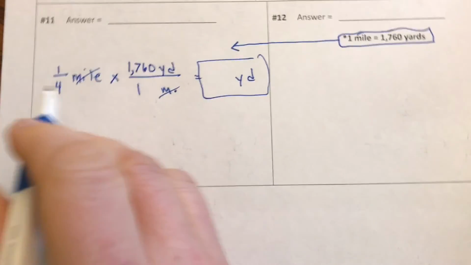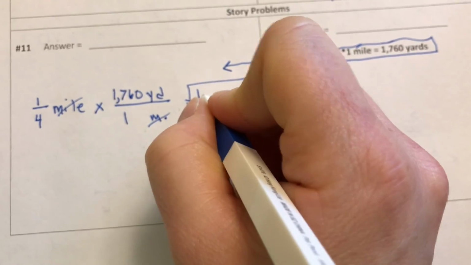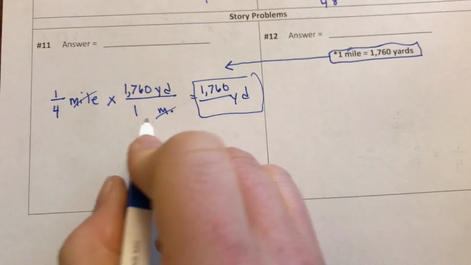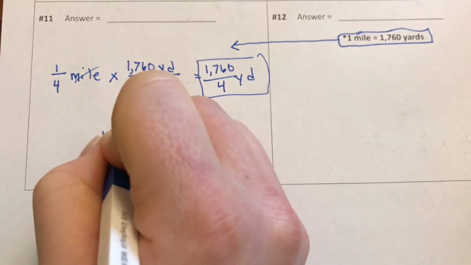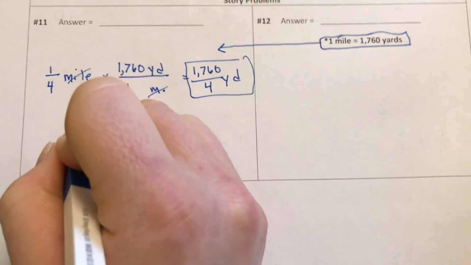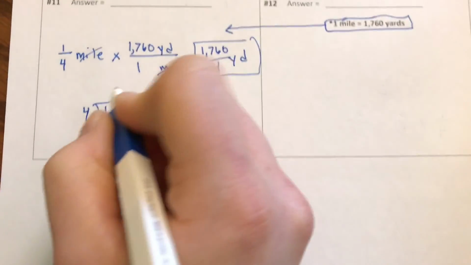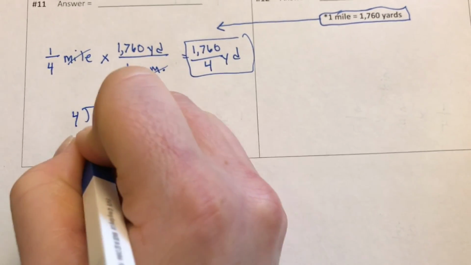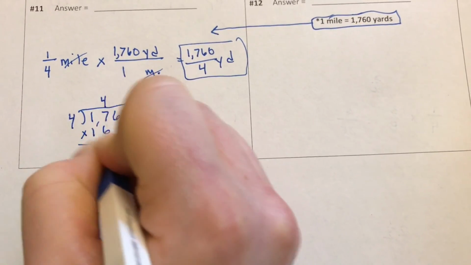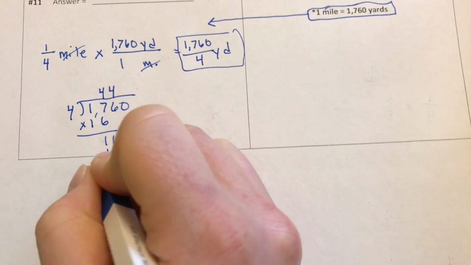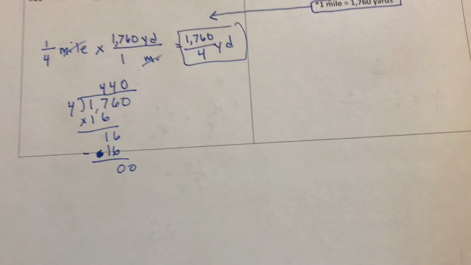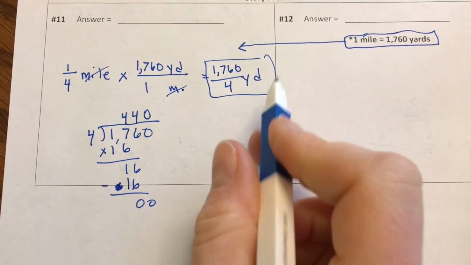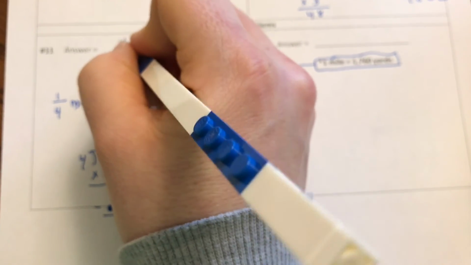All right, now you can multiply across. 1 times 1,760, 4 times 1, and we have to turn that into a mixed number. So 1,760 divided by 4. 4 goes into 17 4 times. 4 goes into 16 4 times. 4 goes into 0 0 times. So it's what? 440 yards.